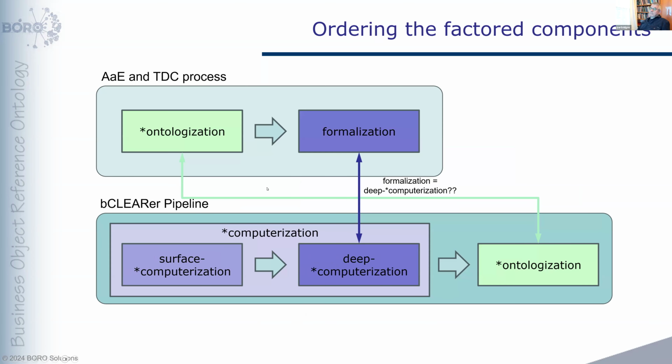And this is just trying to give you some idea about how you can work out the process. You can see the big difference here is that in the bCLEARer pipeline, you get the computerization done first, and then you do ontologization, whereas to some extent you go the opposite way if you just look at the documentation of the methodologies for the two processes we looked at.